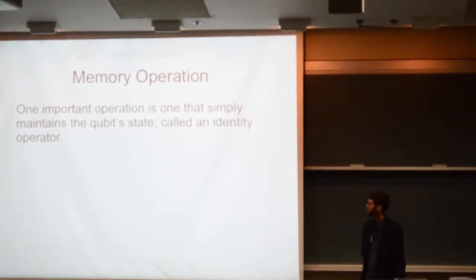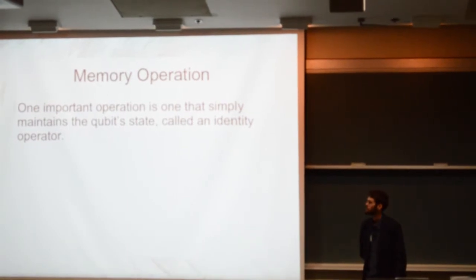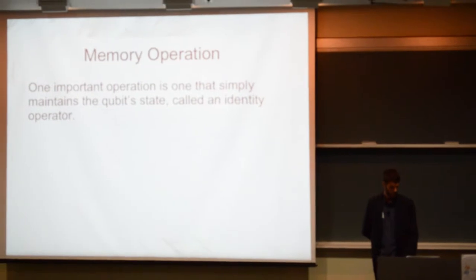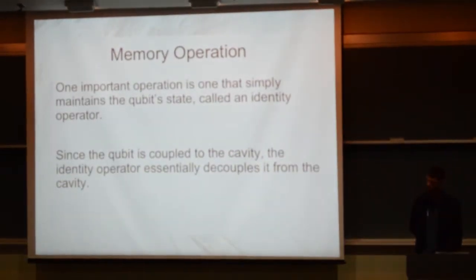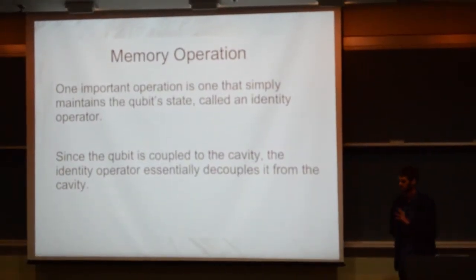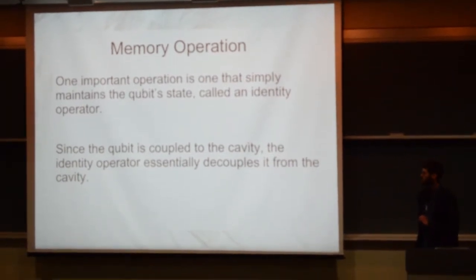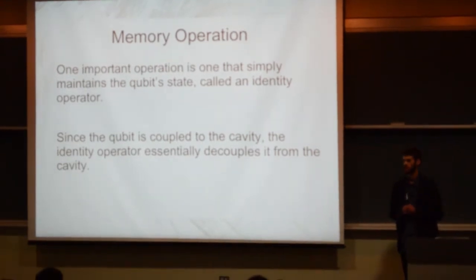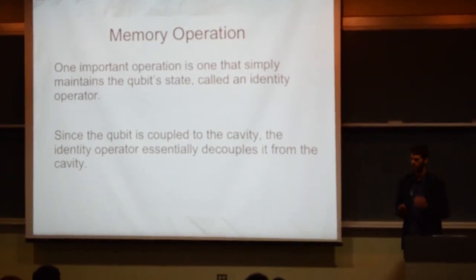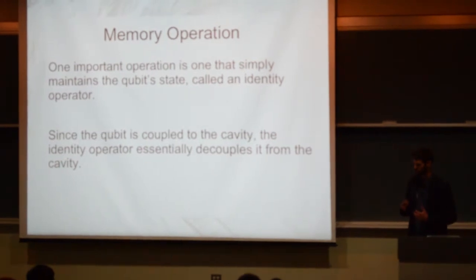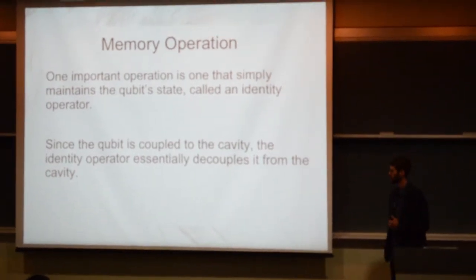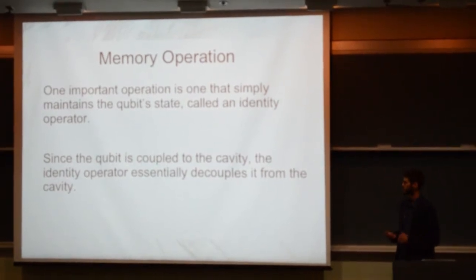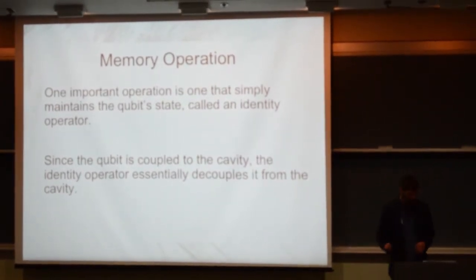Okay, so one example of a gate is a memory operation or an identity operation. And this operator does nothing on the qubit. It just maintains its state. And in the presence of a qubit cavity coupling, the identity operator is returning the qubit to its initial state after its state has been evolved by the qubit cavity coupling. So by acting this identity operator, we are essentially decoupling it from the cavity.